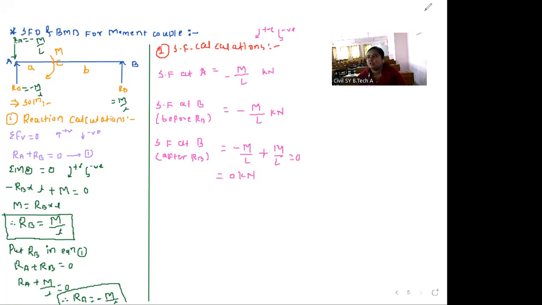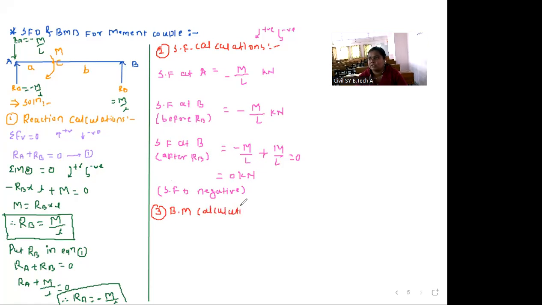You observe here that all values are negative. So our shear force diagram is negative, because all values are negative here. After that, next is step number 3. What is our step number 3? Step number 3 is bending moment calculations.